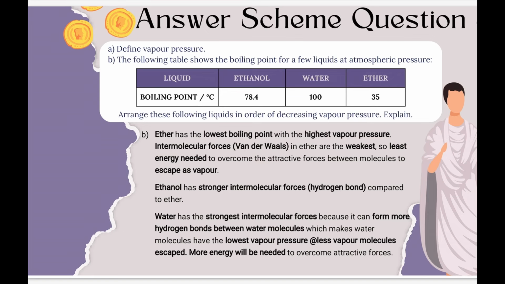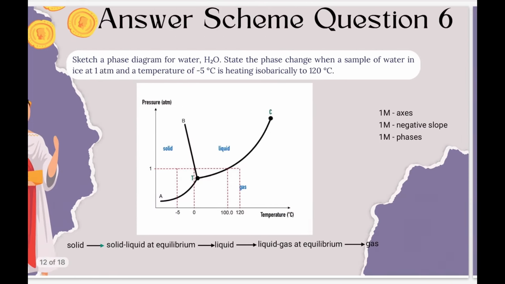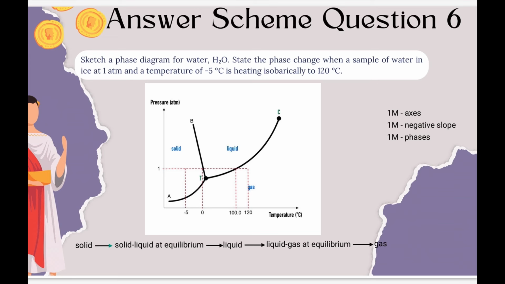Dan kalau kita tengok pula antara water dengan ethanol, water has stronger intermolecular forces lah, sebab dia boleh form more hydrogen bond within the water molecule compared to the ethanol. Ethanol boleh form hydrogen bond tapi tidak sekuat water lah. Ether langsung tidak boleh, dia cuma ada van der Waals forces saja. Jadi kesimpulannya adalah lagi kuat IMF, okay, lagi tinggi boiling point, lagi tinggi boiling point, lagi rendah vapor pressure. So those are the kaitan lah. Okay guys. Alright, and last but not least, question 6 is about phase diagram.